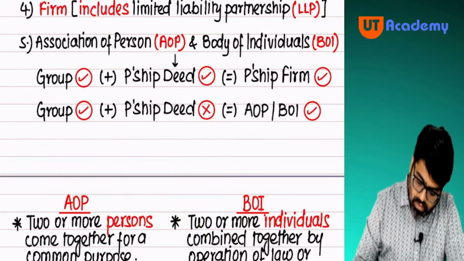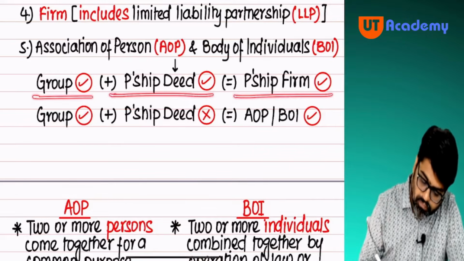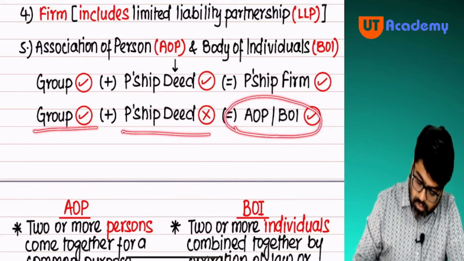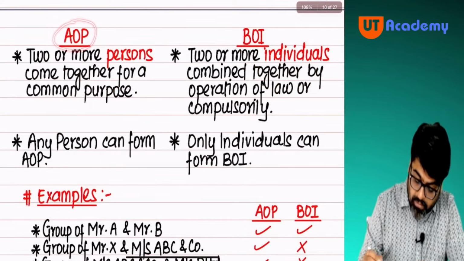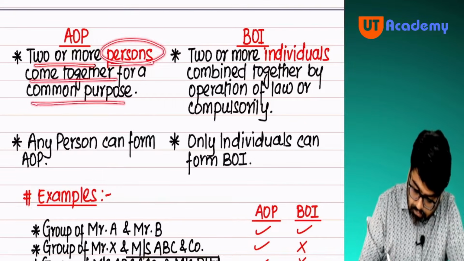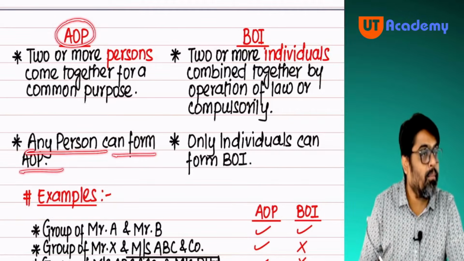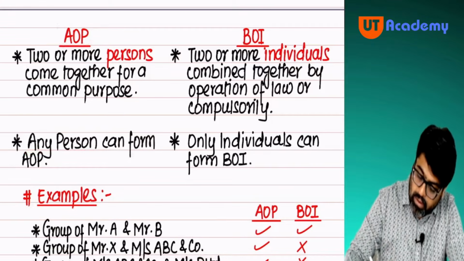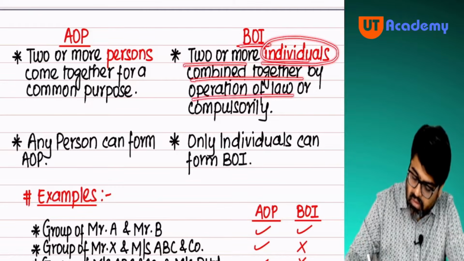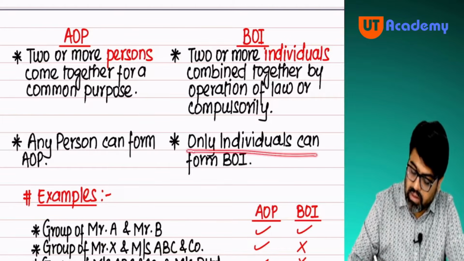See, a group is there having a partnership deed. That group is known as a partnership. A group is there without any partnership deed. Then that group will be treated as AOP or BOI. What is the difference between AOP and BOI, sir? AOP: two or more persons come together for a common purpose, then that group will be AOP. Any person can be a member in AOP. Now BOI: two or more individuals combined together by operation of law or compulsorily, then that group will be treated as BOI. Only individuals can form BOI.